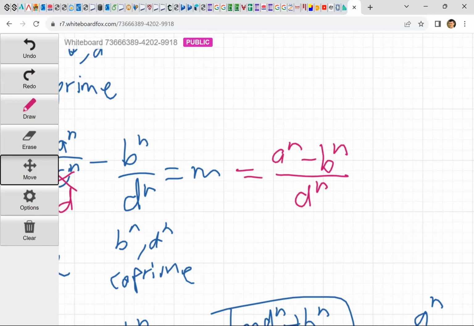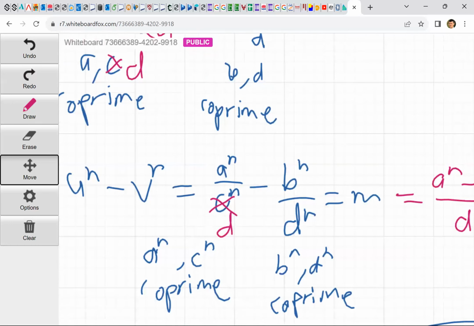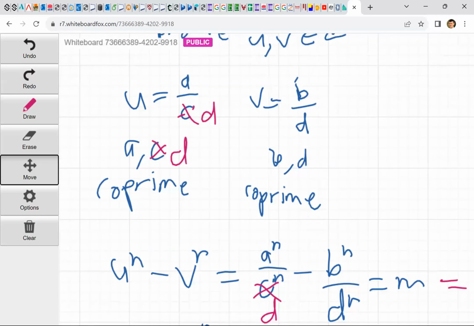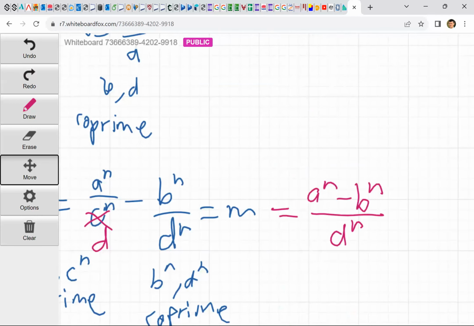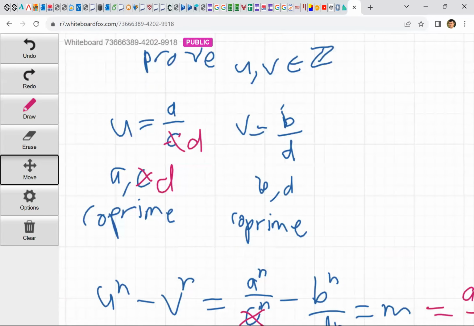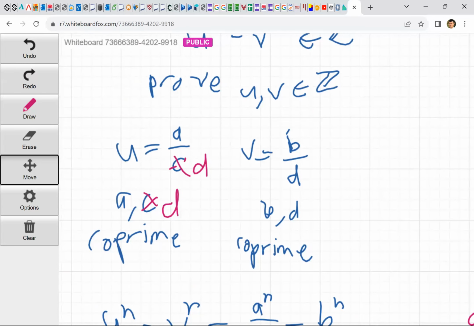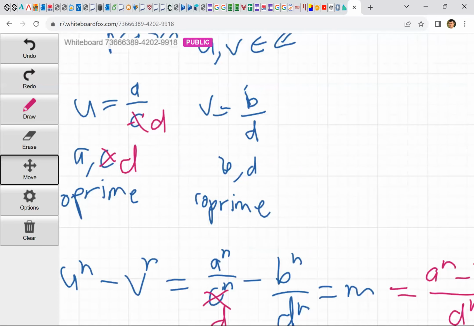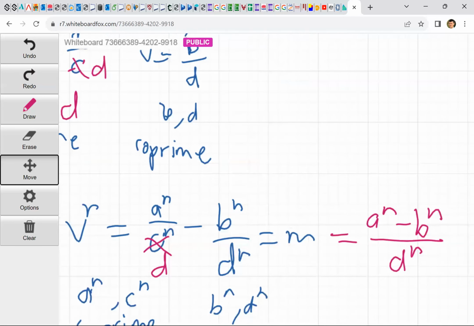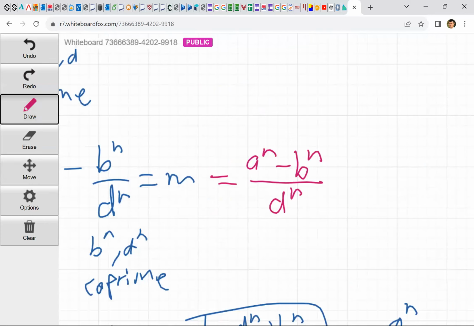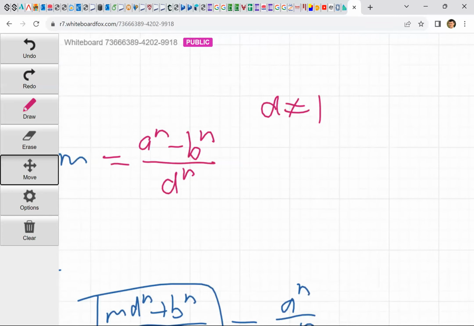So obviously you can see if d equals 1, then this is going to be an integer automatically. And d equals 1 if and only if they're both integers. Doesn't d have to equal 1 though? Oh yeah, well we're supposed to prove that it equals 1, right? So I assume for the sake of contradiction that d is not 1. So let's do d is not 1, and then see what happens.